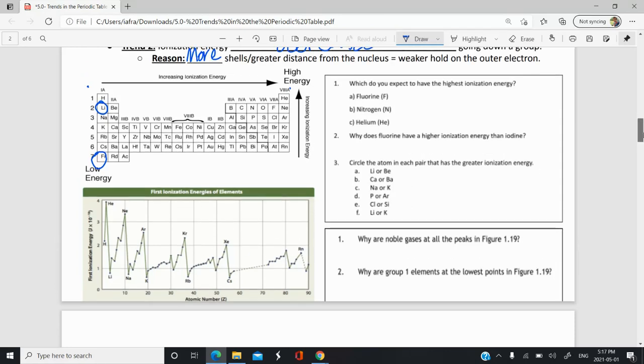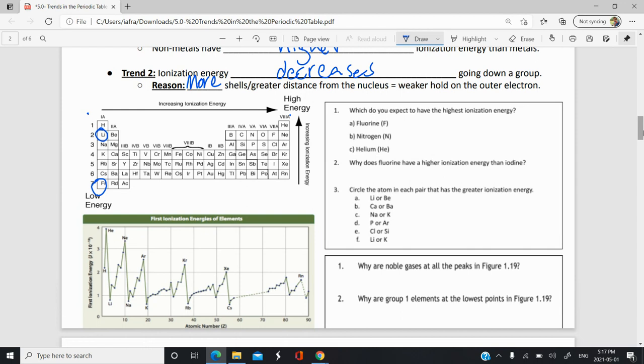Let's go ahead and do some practice problems together. We already did these practice problems here. I answered them verbally on the slide deck, so you can take a look at that, write it out as I mentioned it, and try to summarize it yourself. But let's try a practice problem like the one we see in this box over here. Which would you expect to have the highest ionization energy: F, N, or He?